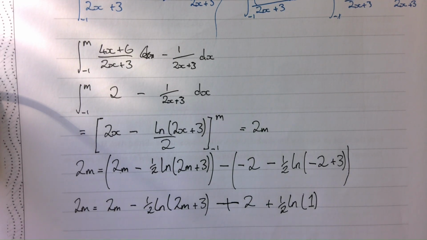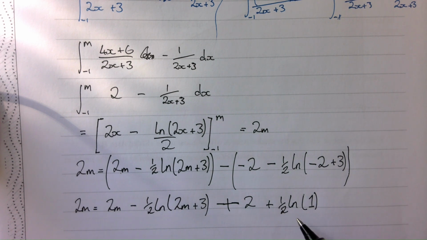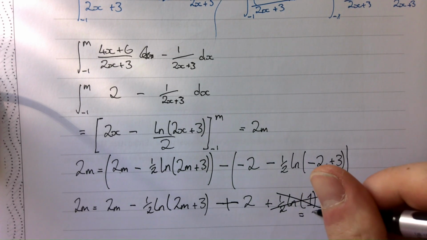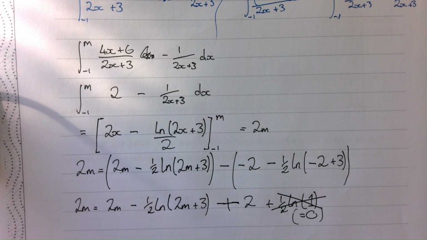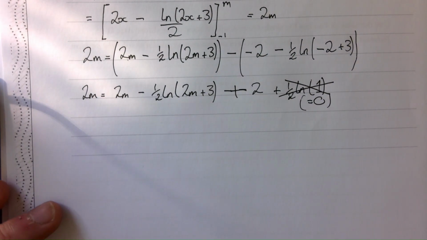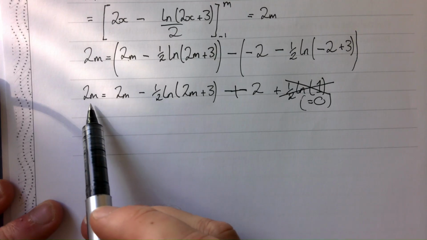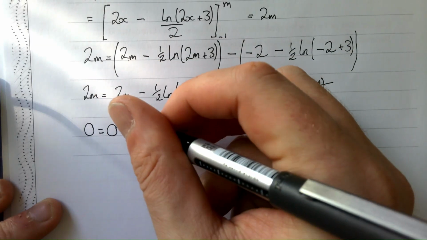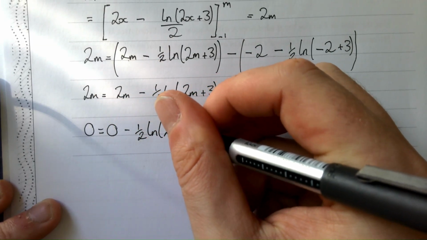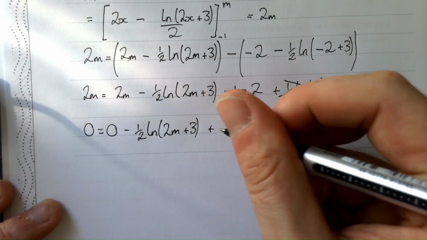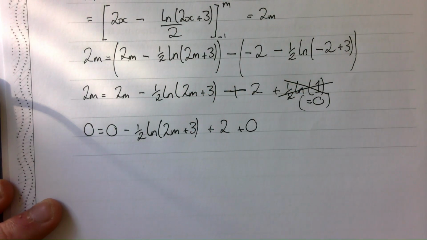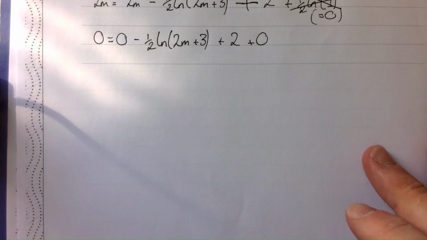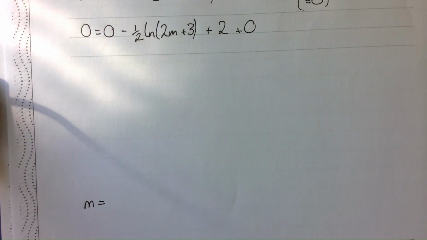Because this is equal to 0, I'm just going to cross it out now, just so I don't have to write it out again. Now you might notice that I have 2m on both sides. I'm going to subtract 2m from both sides. Therefore, 0 is equal to 0 minus half ln 2m plus 3 plus 2 plus 0. I'm now going to try and speedily do the relevant rearrangement. We are trying to get m on its own. So I'm going to have m down here, ready, waiting for my answer.